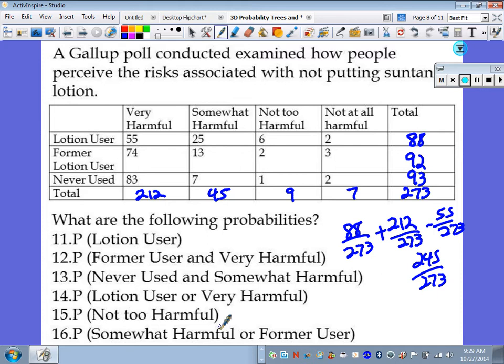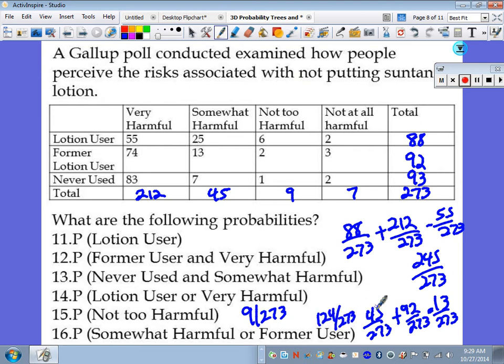15 was actually pretty easy, 9 out of 273. And then 16 is going to work the same as 14. So on 16 you had 45 out of 273 plus 92 out of 273. And then you have to subtract the somewhat harmful and the former users, which is 13. And that's a minus. And so your answer is going to be 124 over 273. Okay? So there you go with that one.